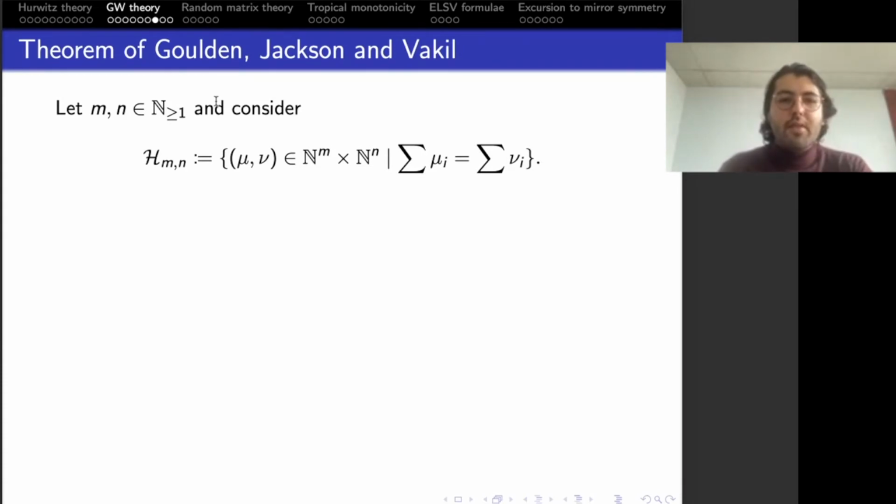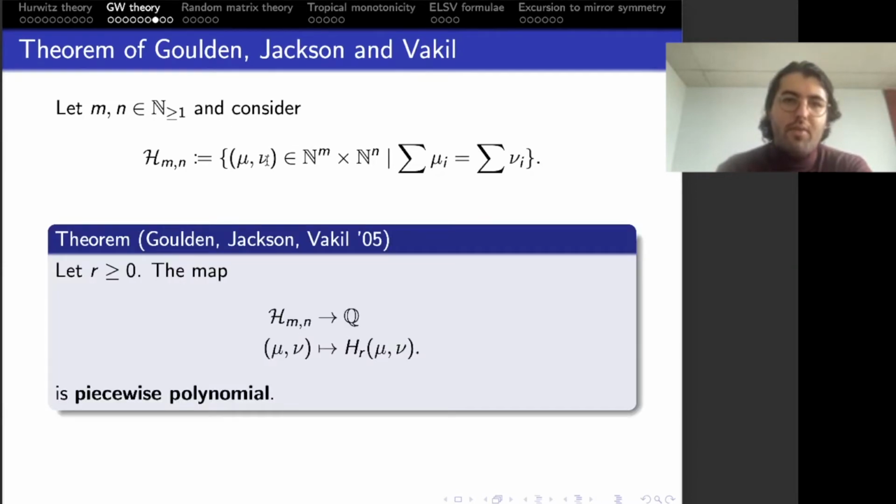In order to state their theorem, I first have to introduce this set here, H_{m,n}. We have two positive natural numbers, m and n, and we consider this set H_{m,n}, which is the set of all tuples mu and nu in N^m cross N^n, such that the sum over the entries of mu is equal to the sum over the entries of nu. In other words, this is the parameter space of all tuples of partitions of a fixed length and of the same size. So I simply look at partitions mu of length m and partitions nu of length n, and they are supposed to be partitions of the very same positive natural number. Okay, so this is the set, and then Goulden, Jackson, and Vakil proved the following theorem.